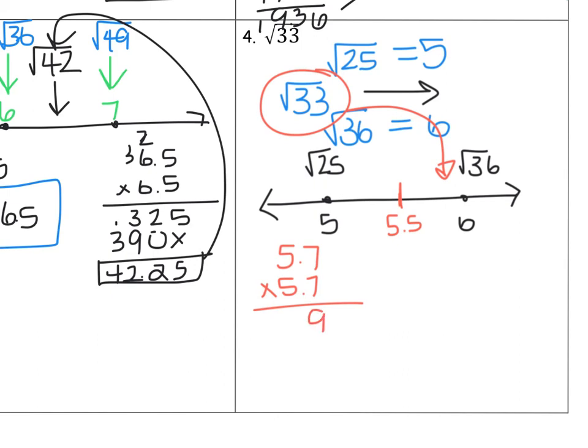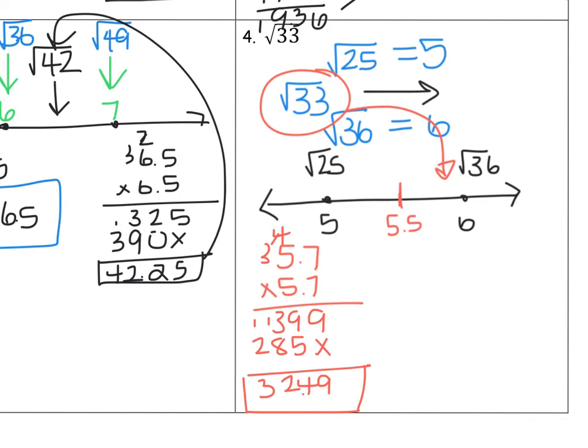7 times 7 is 49, carry the 4. 7 times 5 is 35, plus 4 is 39. There's my placeholder. 5 times 7 is 35, carry the 3. 5 times 5 is 25, plus 3 is 28. So bring down our 9. 9 plus 5 is 14. 8 and 3 and 1 are 12, carry the 1, and we get 32.49, which is pretty darn close.